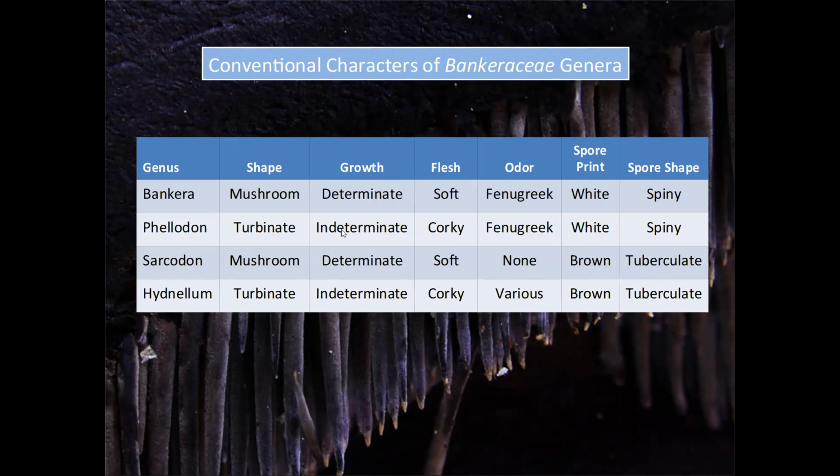Phelodon have the other form. They're turbinate. They look like a little top. They are indeterminate. They will grow around something, and frequently the individual mushrooms will grow into and fuse with each other. They have kind of a corky texture. You can cut them with a knife, but you have to do a little bit of work to get through it. And both of those two, you notice they share all the three characters here.